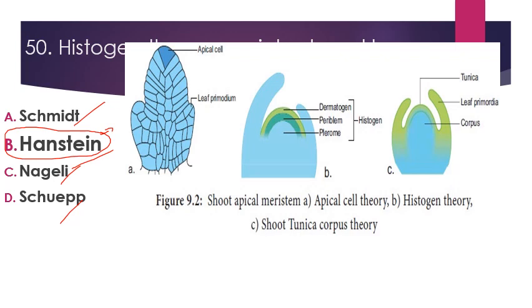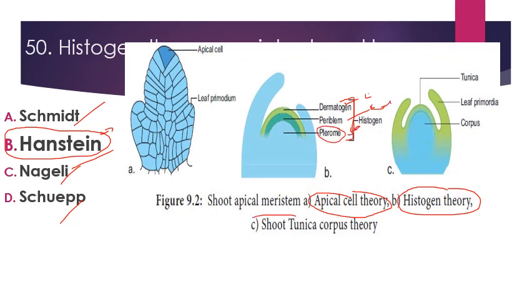First is apical cell theory that was given by Nageli, then histogen theory proposed by Hanstein, where there are different layers of tissue which form different parts, like we have dermatogen that will form the epidermal portion, then periblem, that forms the cortex portion, and plerome, that forms the stelar system.